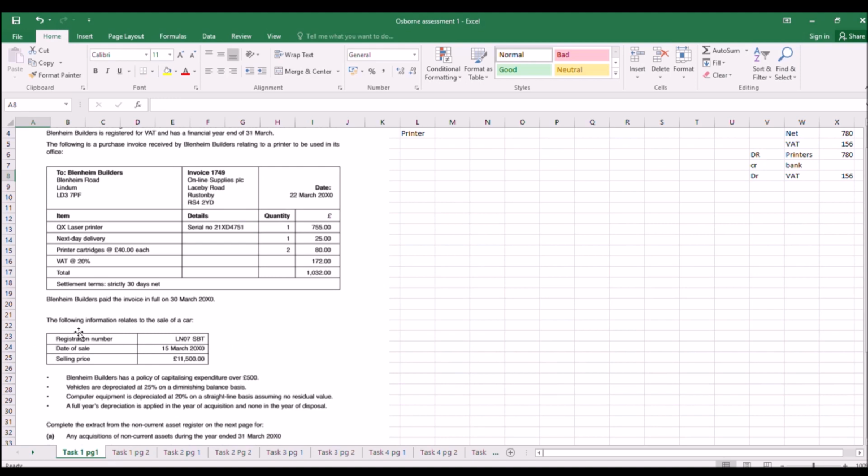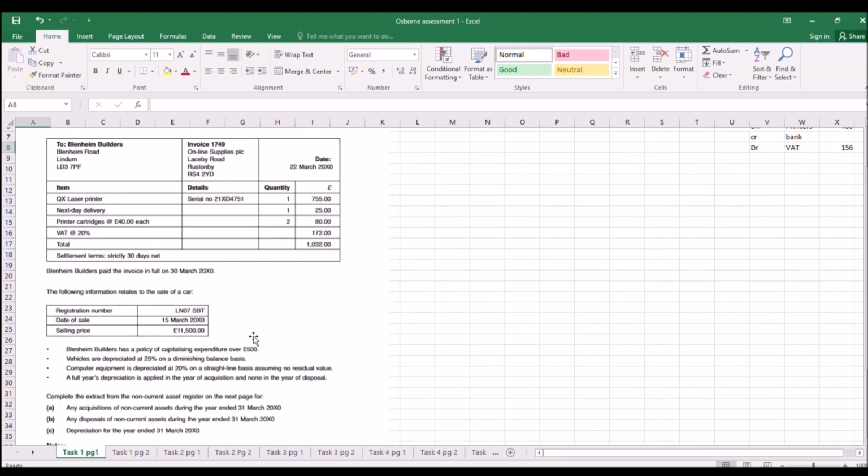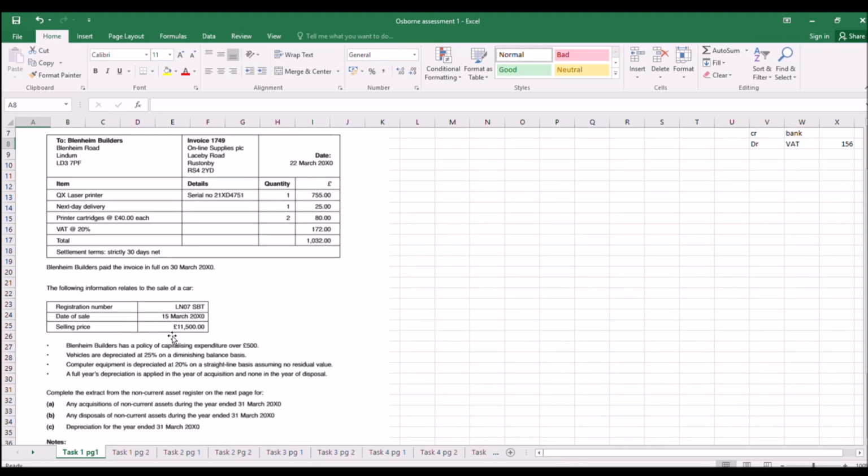The following information relates to the sale of a car. So we've got some kind of disposal going on here. We've got a registration number here, so that's probably going to be some kind of fixed asset register. Now I've got a date of sale, I've got a selling price. And there, okay. We capitalise expenditure over £500. So we've got a capitalisation thing over here. £500, right? So this one goes over £500, so that would be capitalised. Vehicles are depreciated at 25% minimum reducing balance.